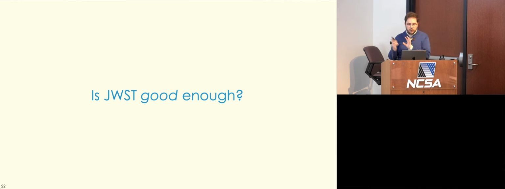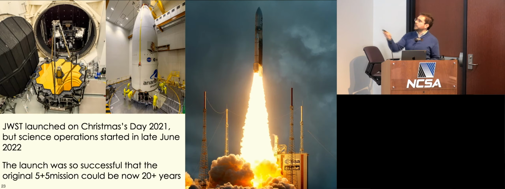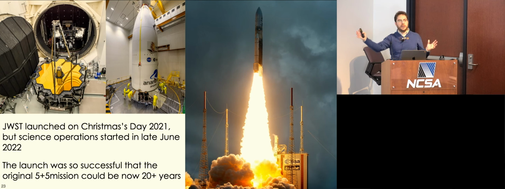This is what I'm going to show you, some quick results from the last year and a half of James Webb. I don't know if you saw the launch on Christmas Day in 2021. I certainly did. The operations started in June 2022. So it's been a year and a half. We are closing in on 2 years of getting data from James Webb regularly. And the launch was so successful that the original 10-year mission can now be over 20. The launch was so efficient that the life expectancy of James Webb has doubled or tripled.